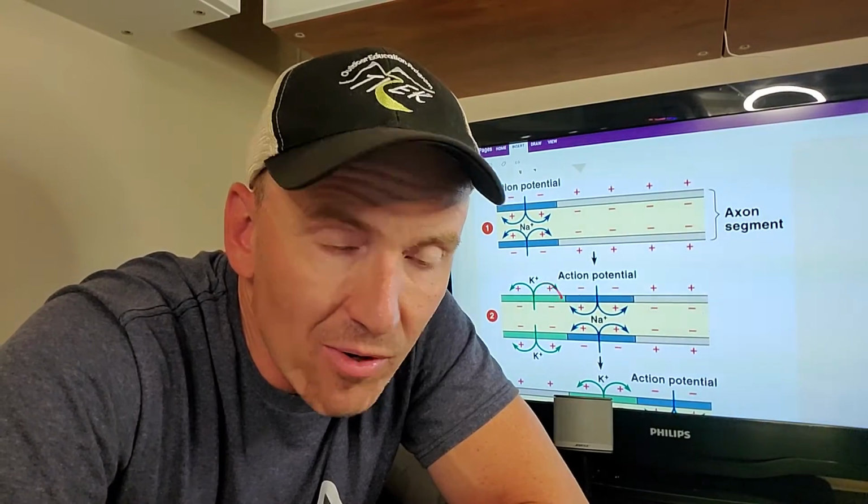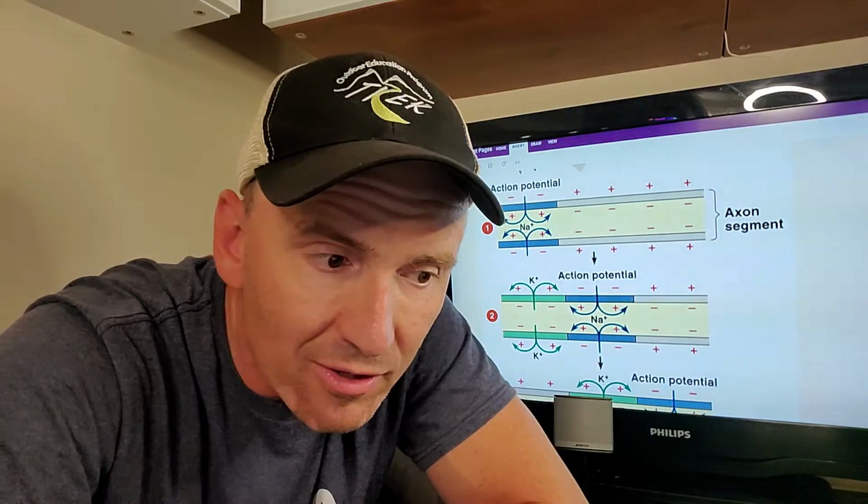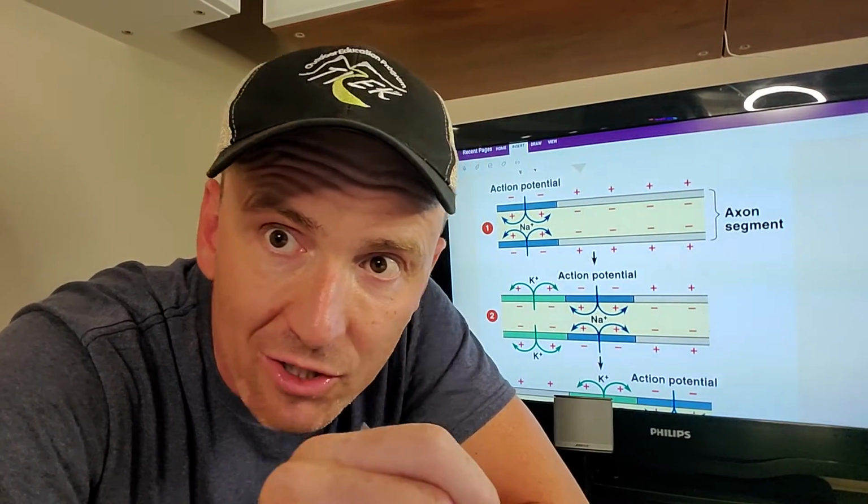So look, there you go. We're repolarizing, so the potassium is going out, and that starts the sodium going in here in this next region. And so that's how the impulse travels down. It's just all these channel membranes opening and closing.